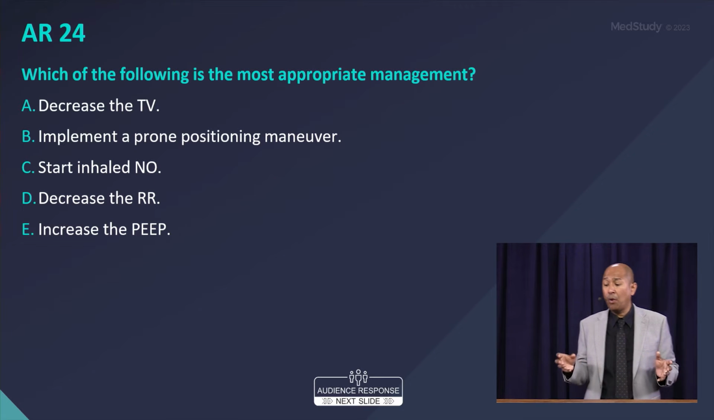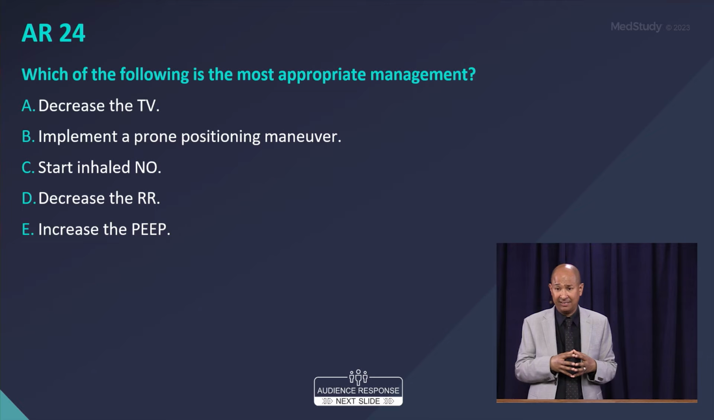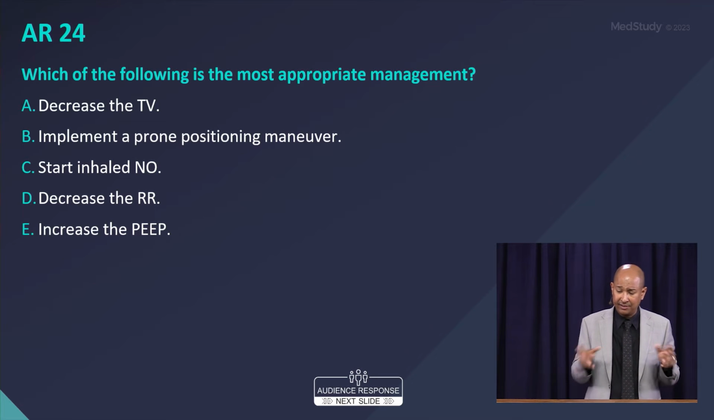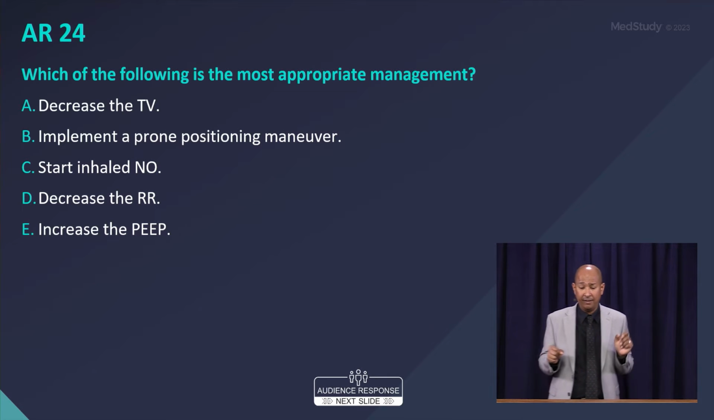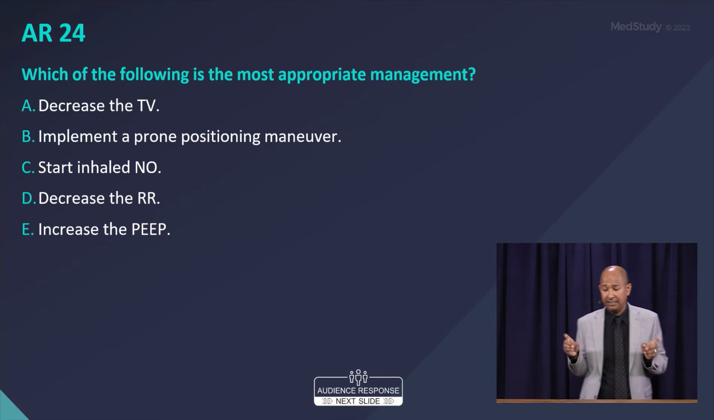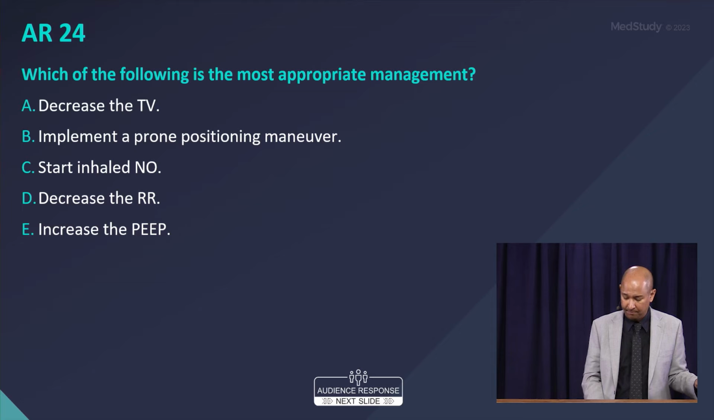So what is the question? Which of the following is the most appropriate management at this time? What do you folks want to do? A, decrease the tidal volume, B, implement prone positioning, C, start inhaled nitric oxide. D, decrease the respiratory rate. E, increase the PEEP. Here we go.